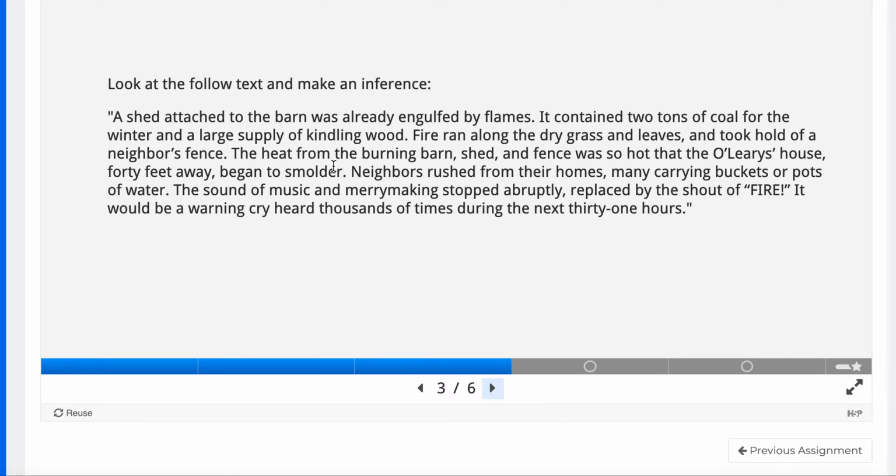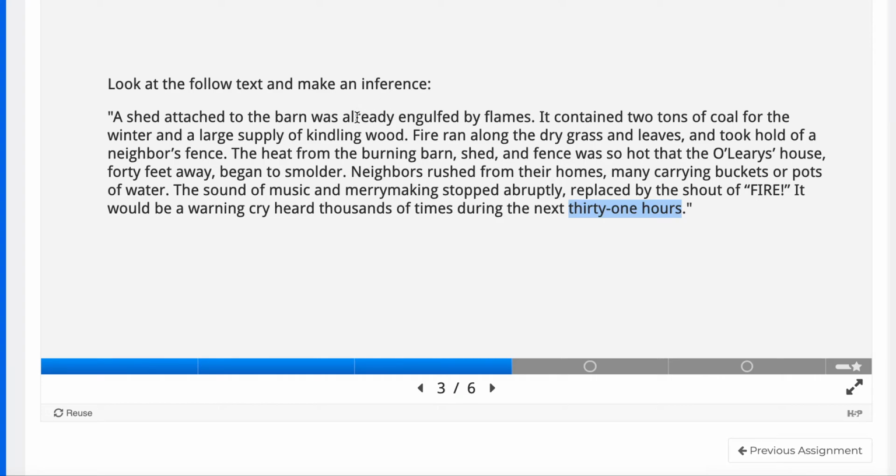The sound of music and merrymaking stopped abruptly, replaced by the shout of fire. It would be a warning cry heard thousands of times during the next 31 hours. Okay, we can make tons of inferences from this passage, right? We know for sure that there was a fire. There's no doubt about that.